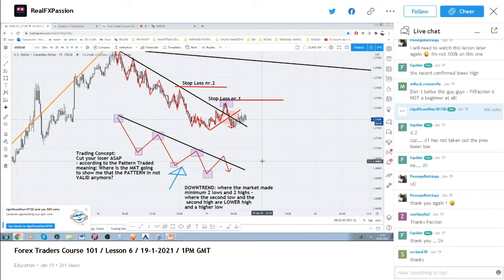Significant Han, thank you very much. I'm new to TradingView. You gave me 500 coins. I have no clue what this is. But thank you. I'm going to give it back to you if I can. Thank you very much.